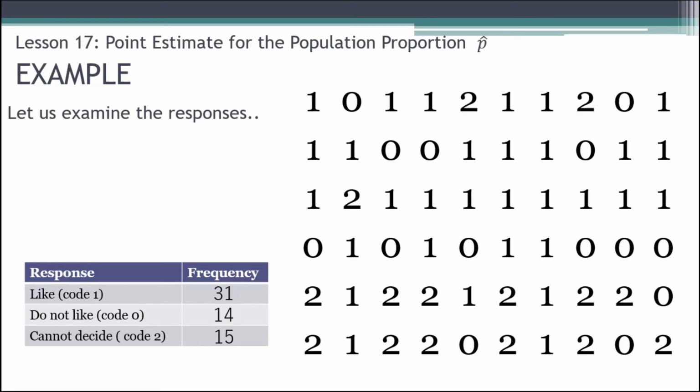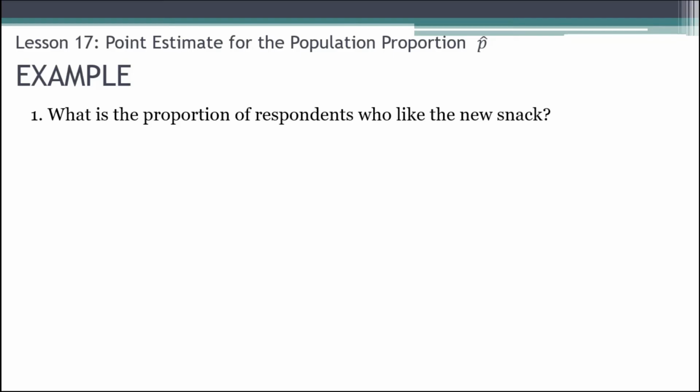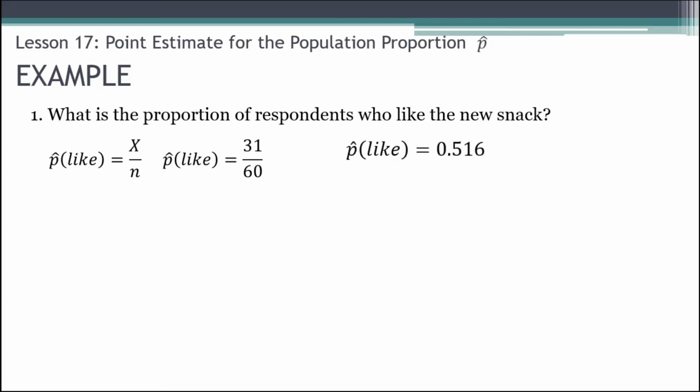So, paano natin makakompute yung proportion? Una muna, yung proportion ng mga nag-like sa bagong snack. So, again, P hat like is equals to x divided by n. Ano yung x natin dito? Ang value ng x natin dito ay yung kung ilan yung nag-like, which is 31. So, 31, at ang n natin ay 60, yung total number of respondents. Ayan, very good. So, 31 divided by 60 is equals to, very good, 0.516, or we can say this is roughly around 52%.